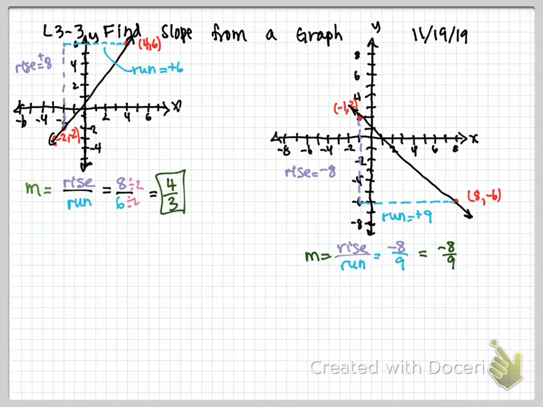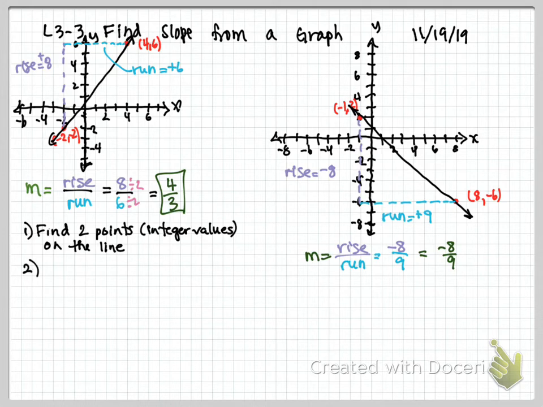Okay? So, first off, this is what the steps were: we found 2 points. But here's the deal. These 2 points need to have integers only. So, find 2 points, integer values on the line. You don't want to be dealing with fractions and decimals because, again, that's kind of a guess game for us. Second thing we're going to do is use rise over run to figure out slope.